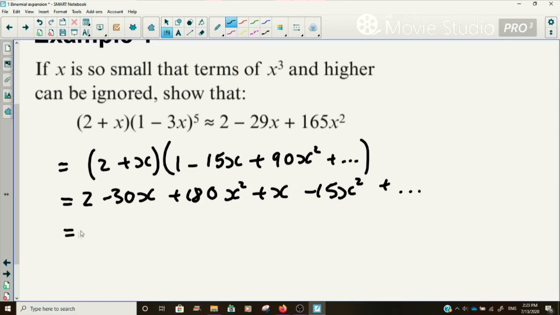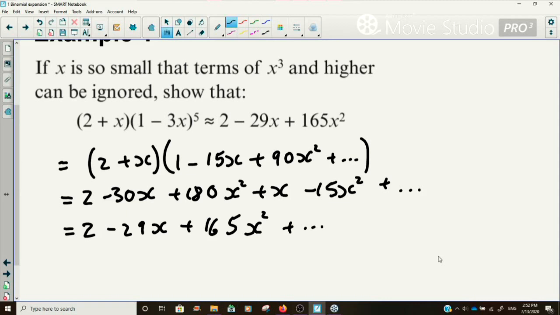Okay, and then just combine our like terms together. So 2 is the only constant term. We've got a minus 30x plus an x, so that leads to minus 29x. And then 180x squared minus 15x squared is plus 165x squared. Okay, so that's an example when we have a binomial expansion multiplied by a linear expression. And that's actually what we needed to show in the question, that our expansion is approximately equal to 2 minus 29x plus 165x squared.